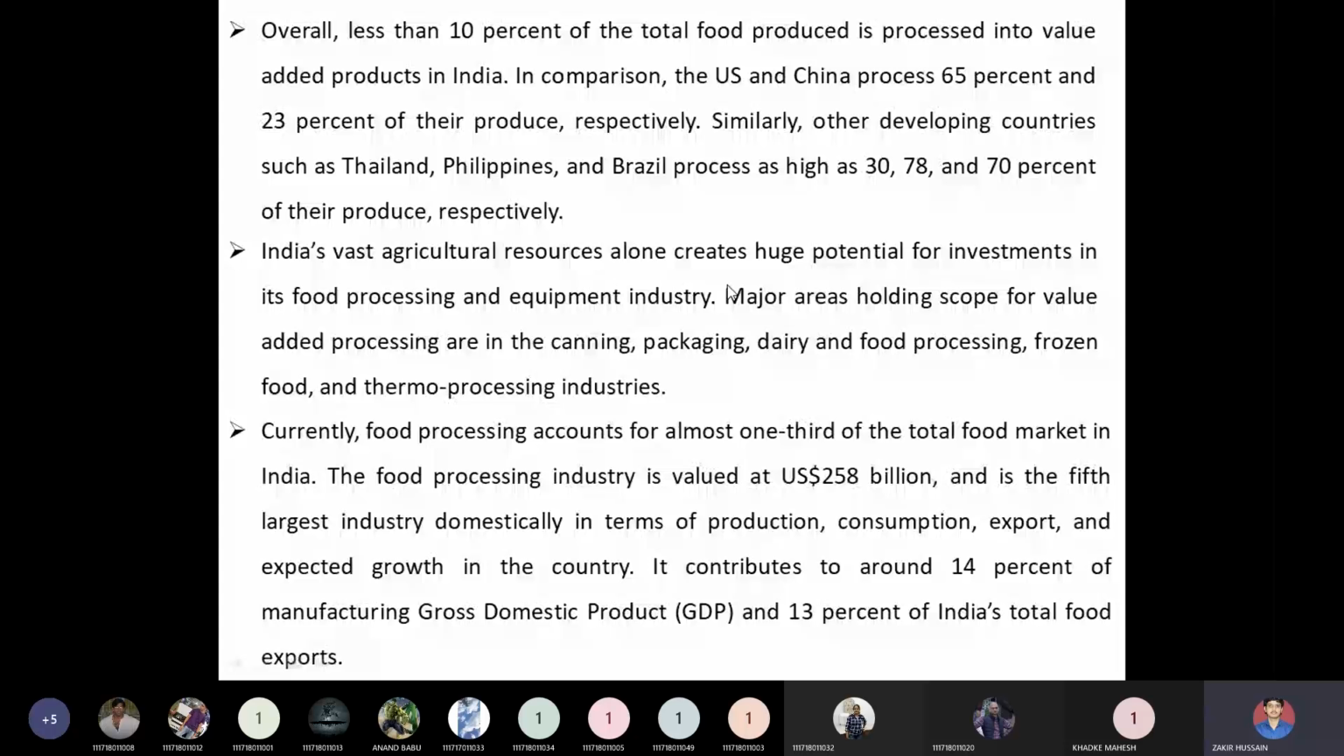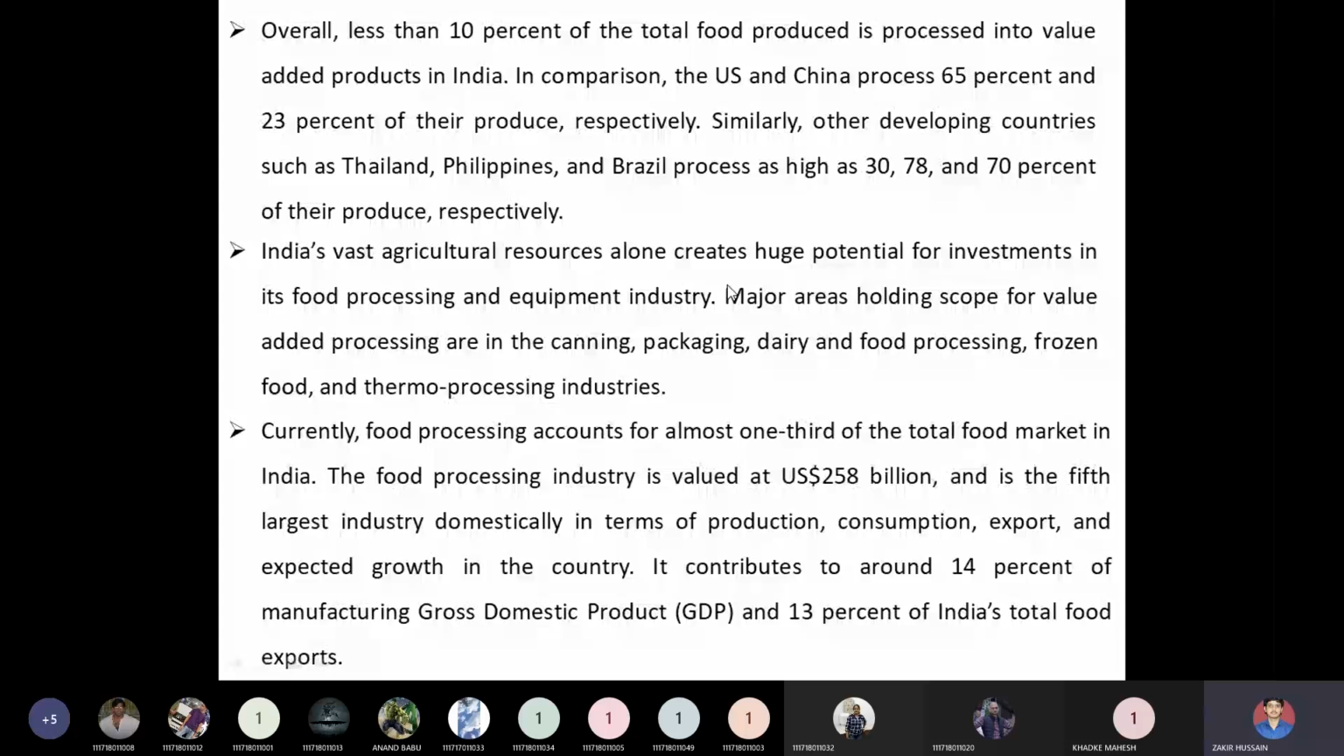We are exporting only 13% of the food to other countries. Whereas if you have a strong processing network and strong logistics to transport this, we can export more food to other countries, as well as use more food inside our country also. So there is a huge potential for India to develop in this sector.